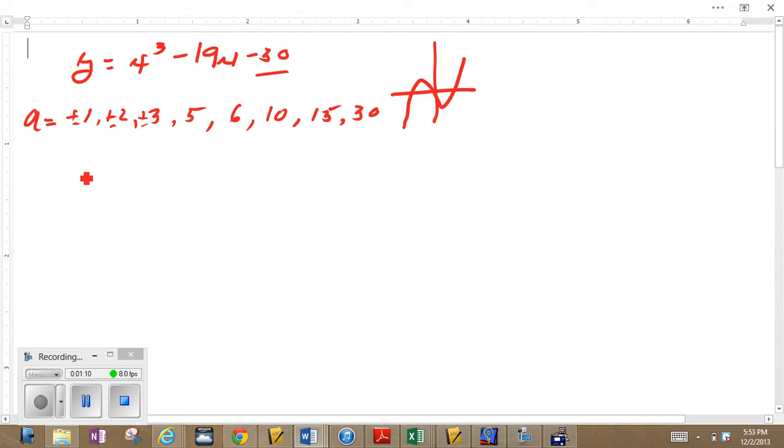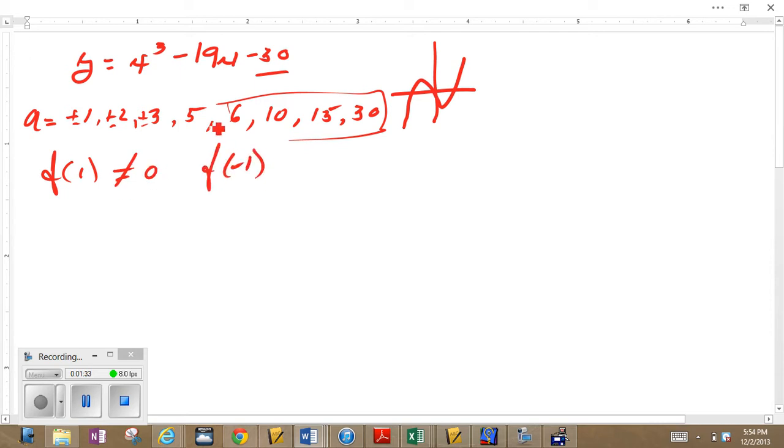So we're going to try to eliminate some. Again, we're in all likelihood not going to entertain these large factors, just for making the number crunching a little easier. We also should probably see f of 1 would be 1 minus 19 minus 30. That's not going to equal 0. Negative 1 is not likely to end up equaling 0 either. We'll probably go to something like 2. Okay, and so let's see what happens evaluating the function at 2.